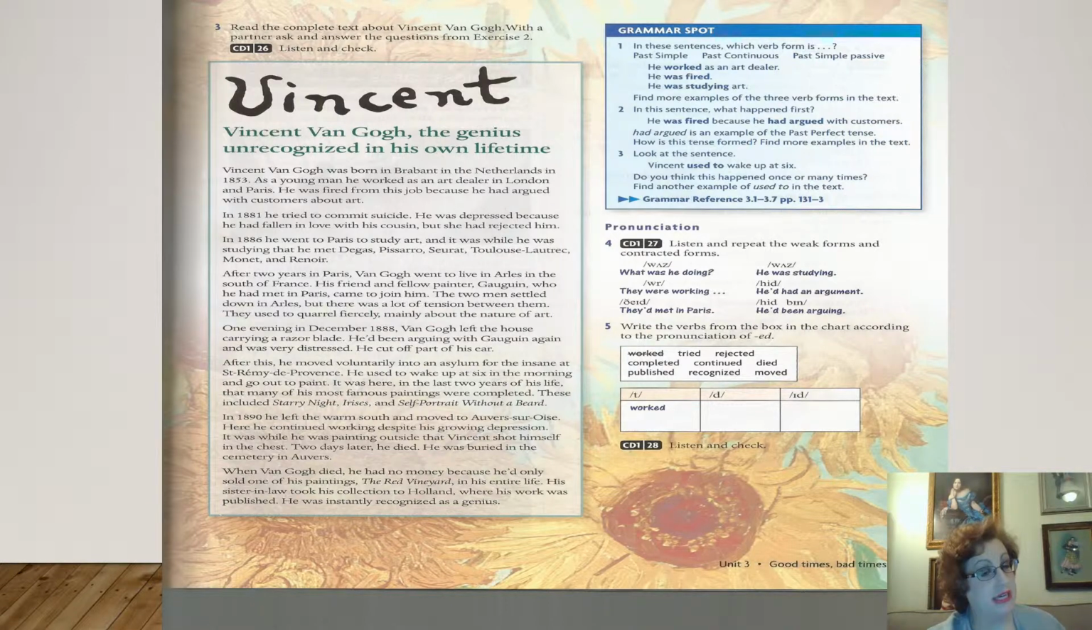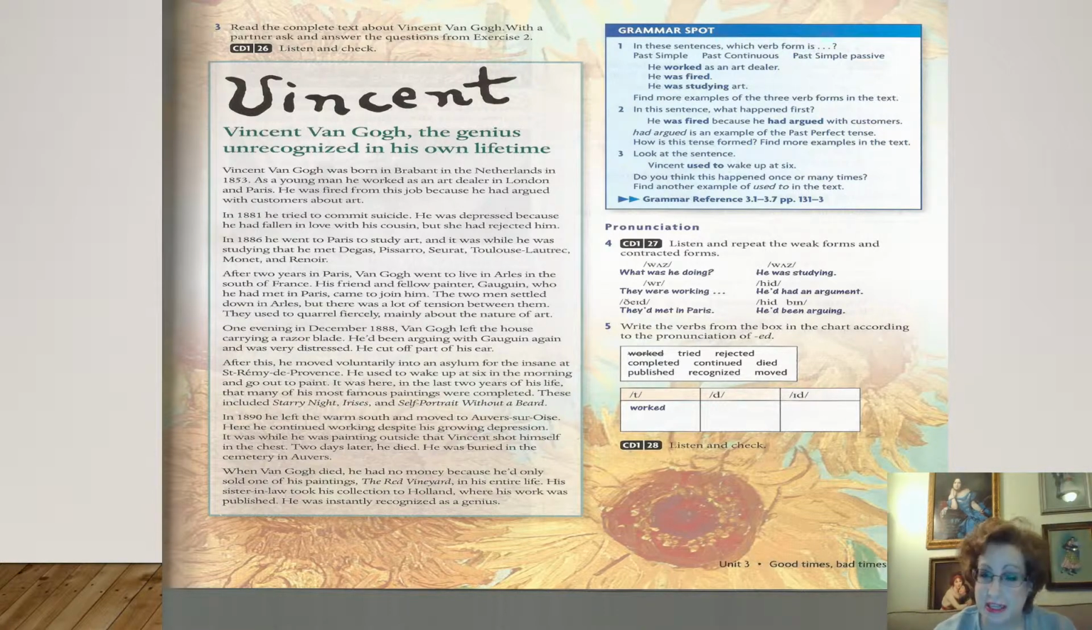When Van Gogh died, he had no money because he'd only sold one of his paintings, The Red Vineyard, in his entire life. His sister-in-law took his collection to Holland, where his work was published. He was instantly recognized as a genius.